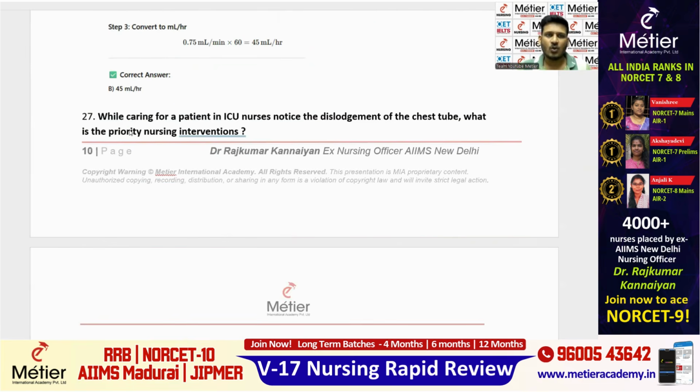Okay. The next one: while caring for a patient in ICU, the nurse noticed the dislodgement of the chest tube. What is the priority nursing intervention? It is many times asked in the exam. Dislodgement of the chest tube means the chest tube which is present in the intercostal space came out.